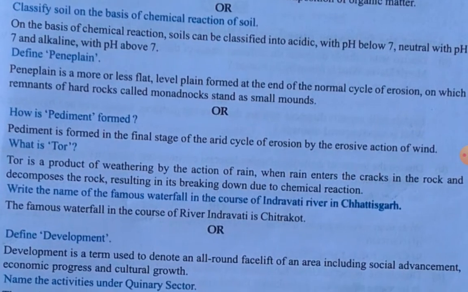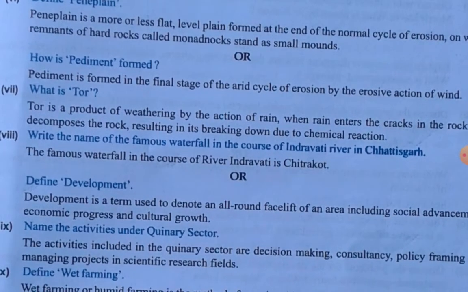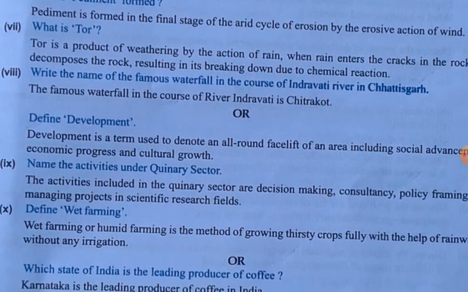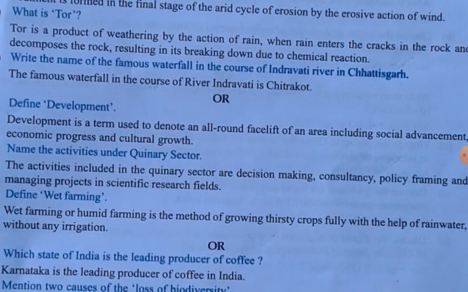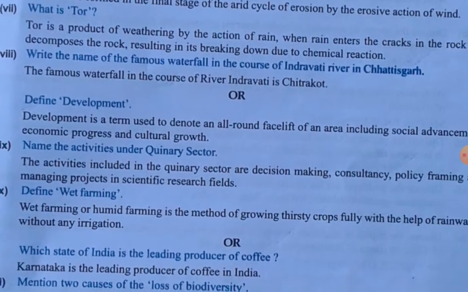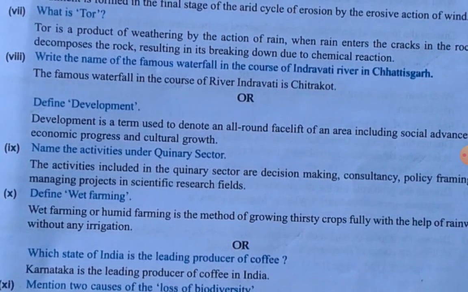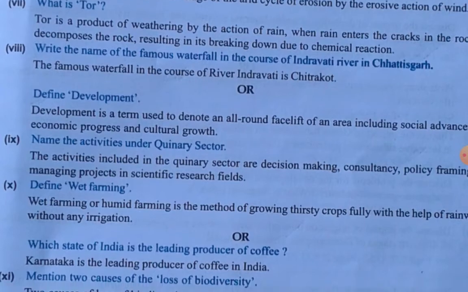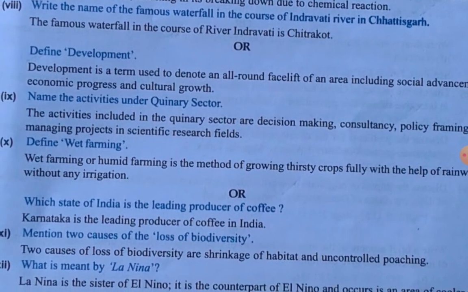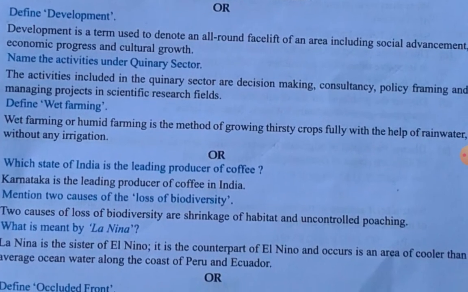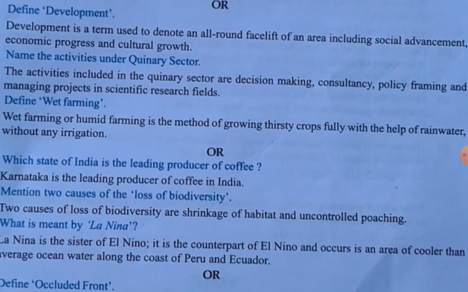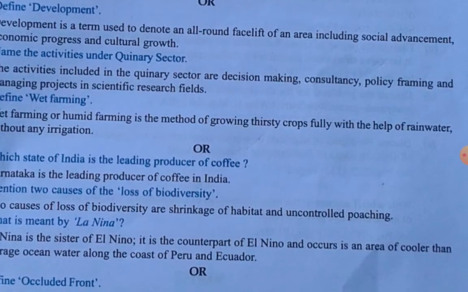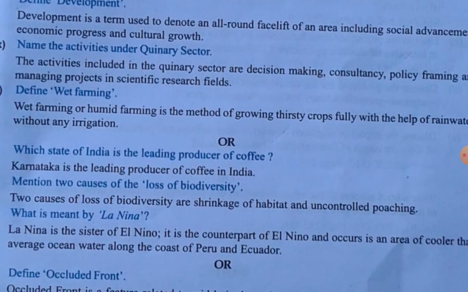Or define development. Development is the term used to denote an all-round uplift of an area including social advancement, economic progress and cultural growth. Name the activities under quinary sector. The activities included in the quinary sector are decision making, consultancy, policy framing and managing projects in scientific research field.